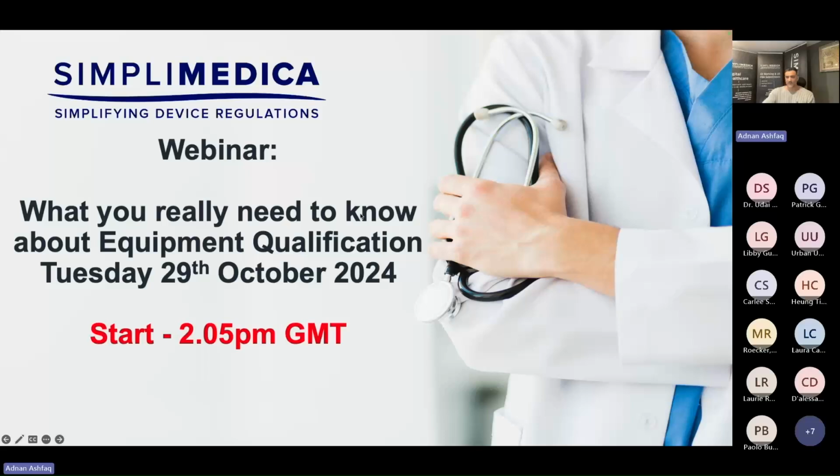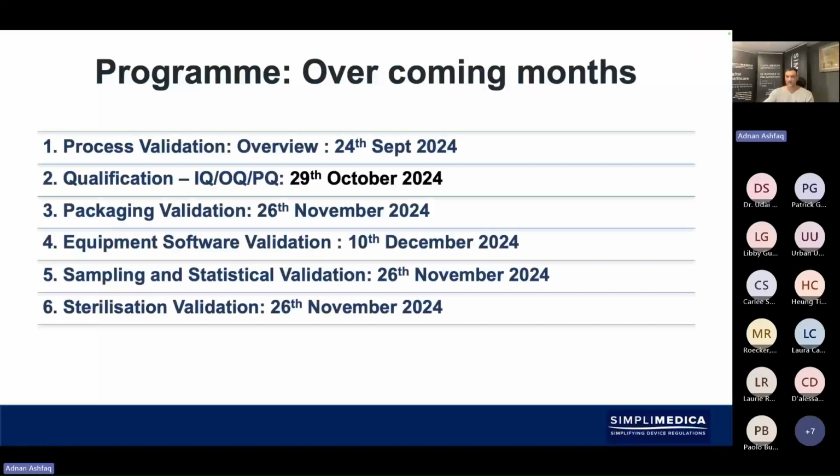We started this about a month ago, speaking about the basics of process validation, and we had that overview on the 24th of September. Today we're going to be talking about qualification, IQ, OQ, PQ, and really what you need to know about equipment qualifications in general. The packaging validation we will look at in the next month, combined with statistical sampling plans, and sterilization validation will also be combined with that session.